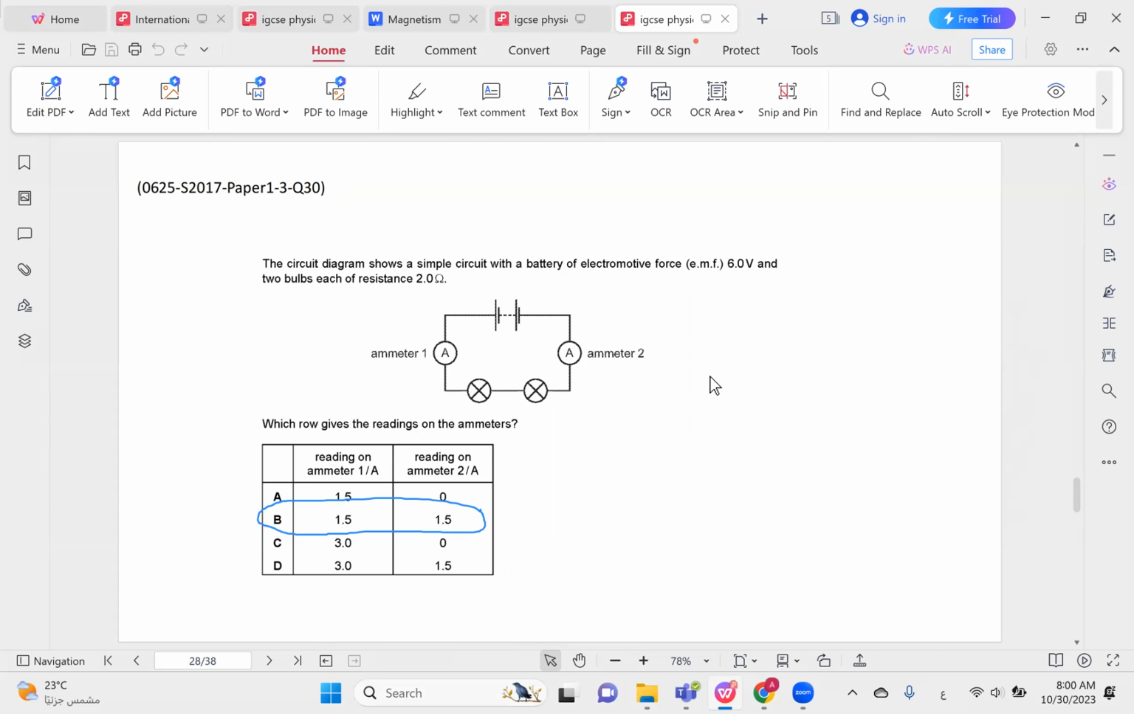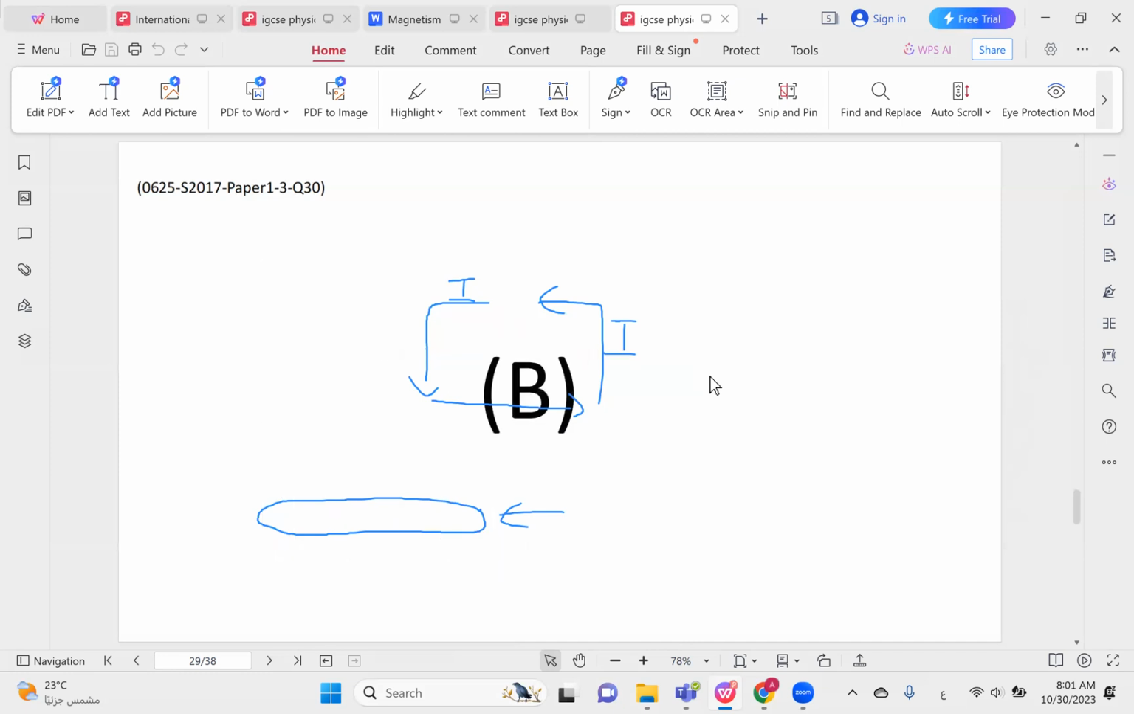Because there are no branches here. The current flowing from the battery sees only one path in front of it, one path ahead of it. So there's no variation in the current. There is only one current flowing through the circuit. It must be the same everywhere. And the only choice that has the same current everywhere is choice B. Any other choice has different readings for ammeter 1 and ammeter 2, and that doesn't work because, like we said, there are no branches here. There are no parallel connections. There is only one piece of wire flowing through the entire circuit, and therefore there is only one current flowing through the entire circuit. So B here would be the correct answer.